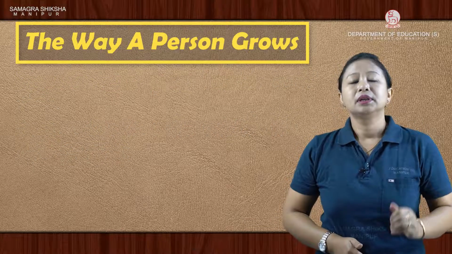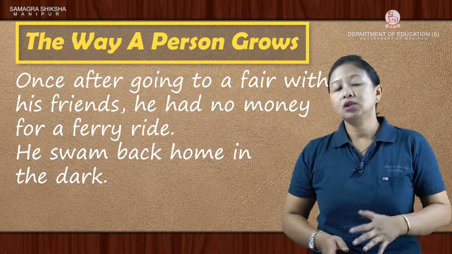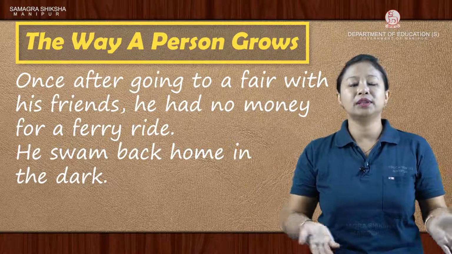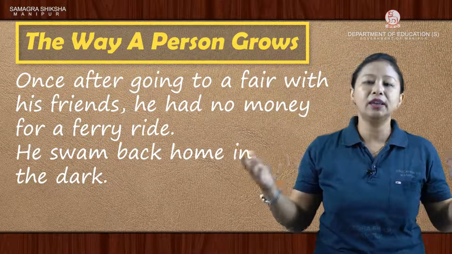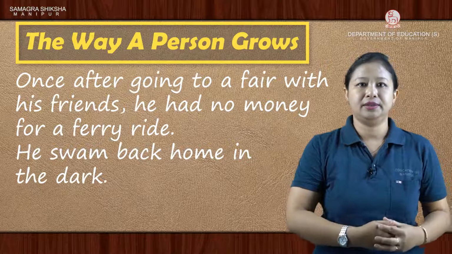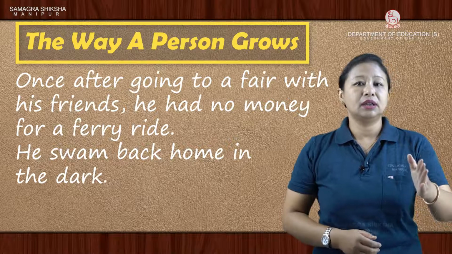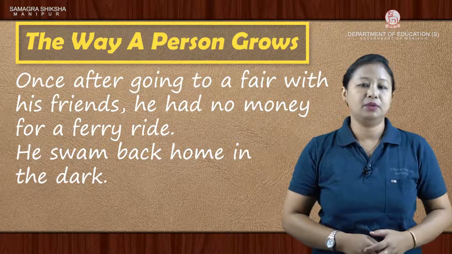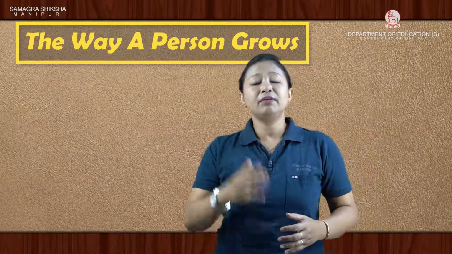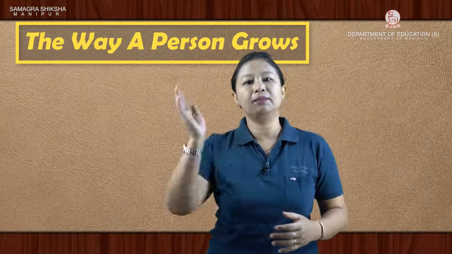Once what happened, he was enjoying a fair with his friends, a mela. And all his friends had a very good time, and it was time for them to go back home, and they were going back home taking a ferry ride. They took a ferry, but Lal Bahadur Shastri stayed behind. Why did he stay behind? Because he had no money. He remained back, and then he said, you all go, I'll follow you.